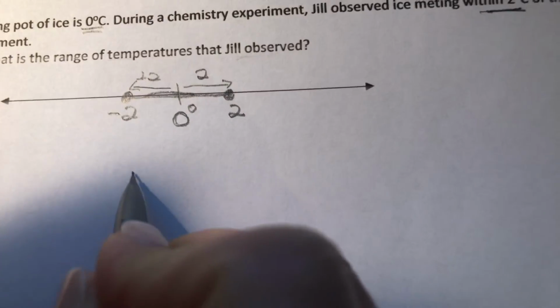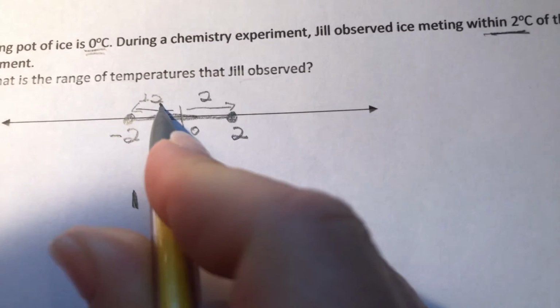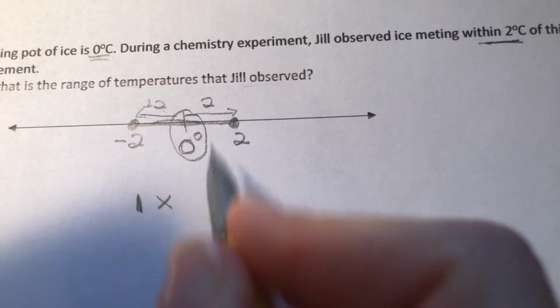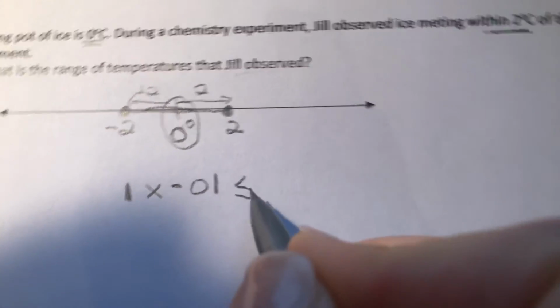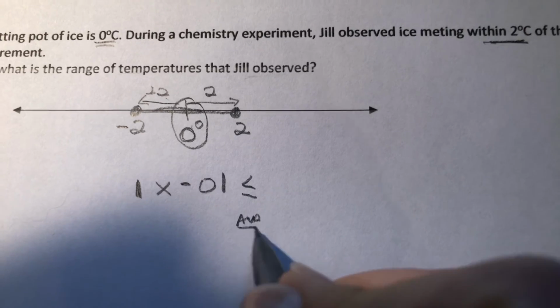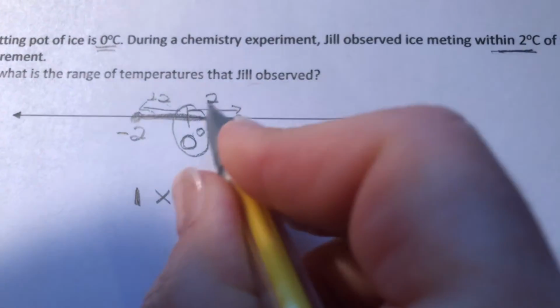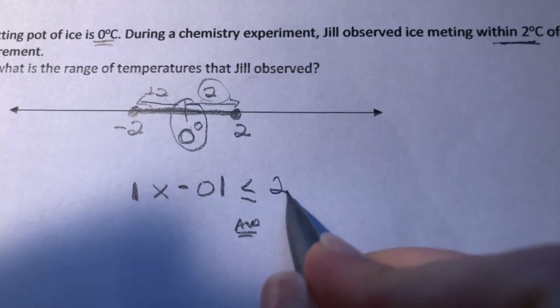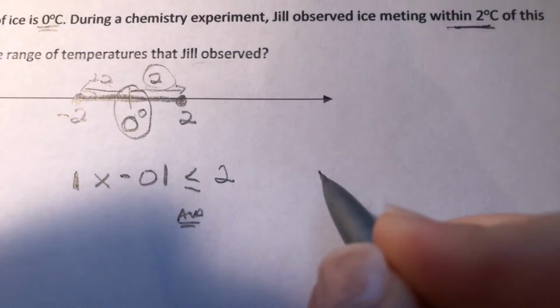And again, we set up our absolute value such that x, and this is the center, minus 0, is less than or equal to, because it's an and statement. We know it's and because you're shading in between. And that number goes here, 2. And if you solve it the same way, we set it up 2 times.